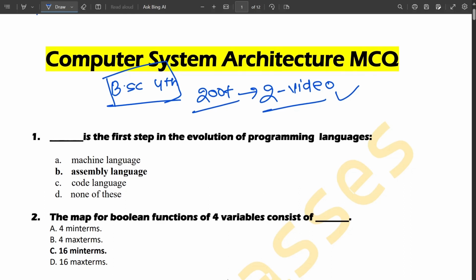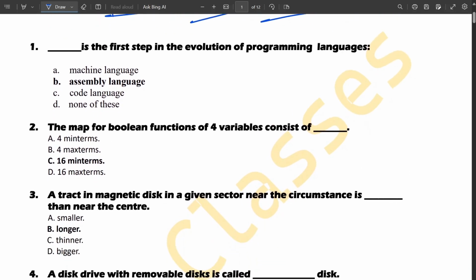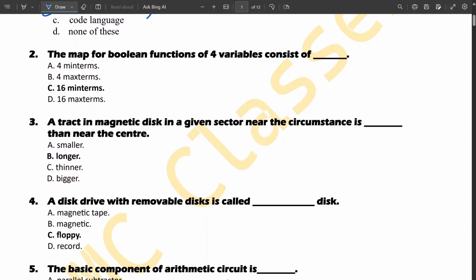So the first question: what is the first step in the evolution of programming language? The oldest programming language is assembly language. So the first step will be assembly language. Next, the map for a Boolean function of four variables consists of 16 minterms. I have discussed this in the previous video, part number two.